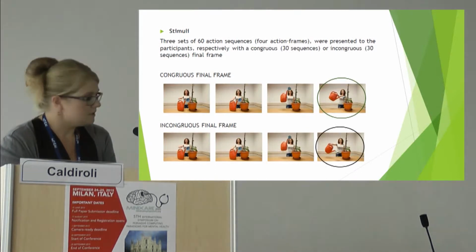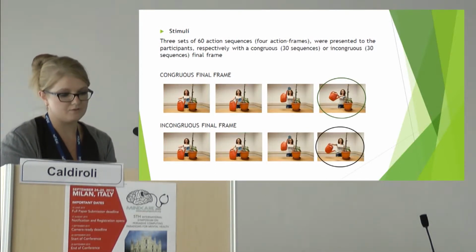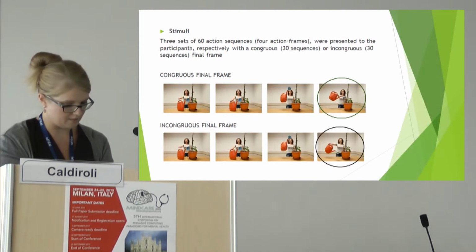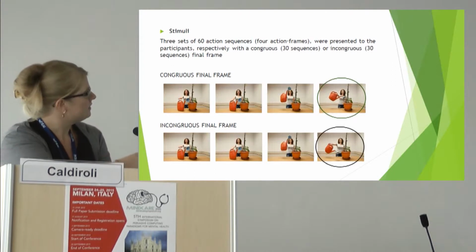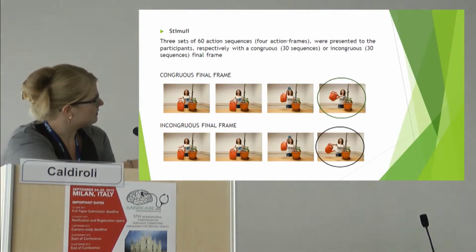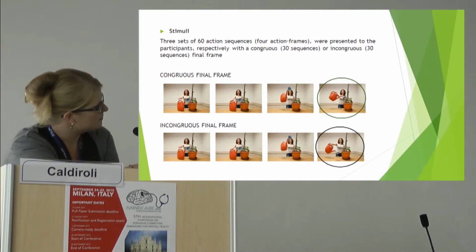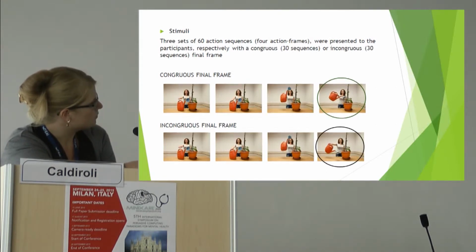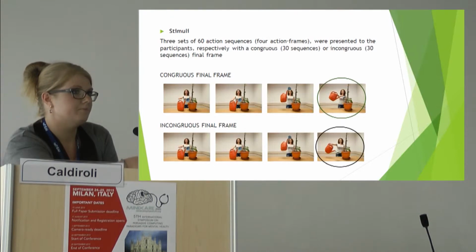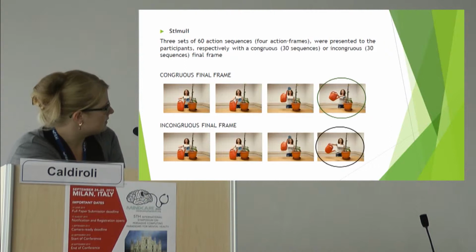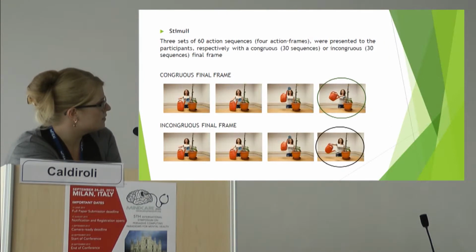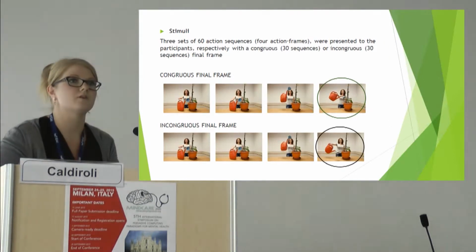And these are the stimuli. There are 3 sets of 16 action sequences, and the subjects see all stimuli. In the first part, you can see that the first 3 frames are the same, but in the last frame, in the first case, there is a final frame congruent with the 3 before. In the other, in the incongruous final frame, the girl uses an object in a not correct way.